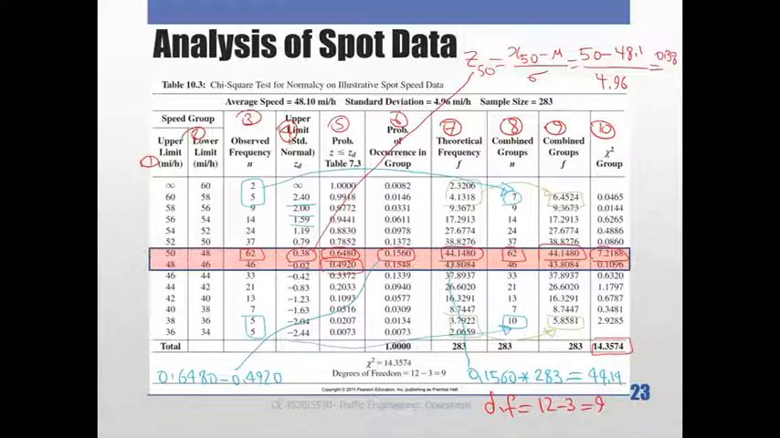Why? Where did I get these numbers from? I have 12 speed groups, and I have 3 unknowns that I need to know, basically my mean, standard deviation, and the sample size, number of observation. This is where I got these 3 from. So that's why I'm subtracting 3 from 12 speed groups. I got degree of freedom equal to 9.